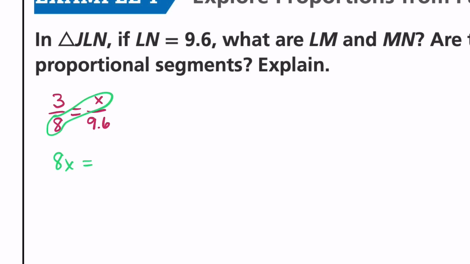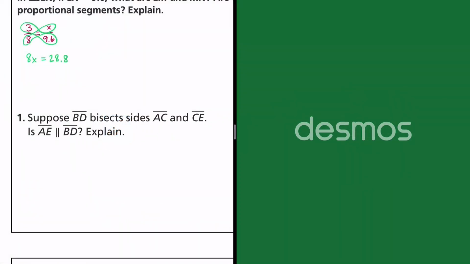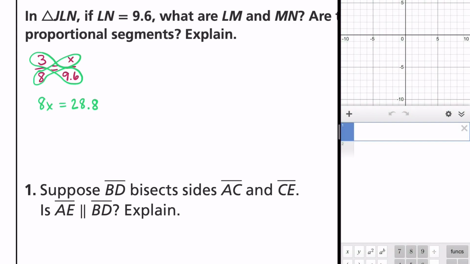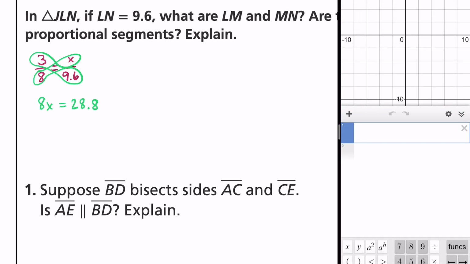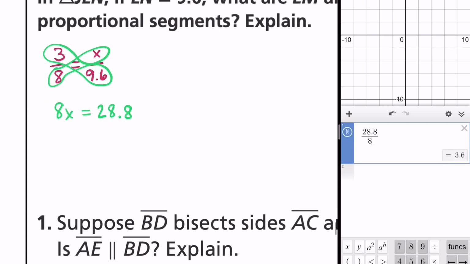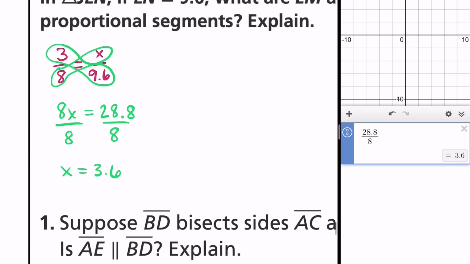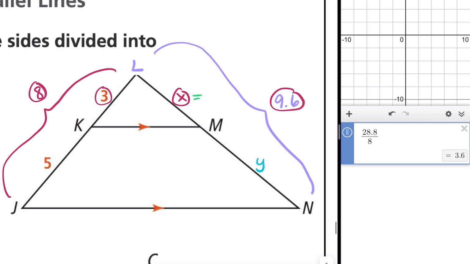8X equals 28.8. Bring up my calculator here. Okay, so I have 9.6 times 3. I get 28.8. I'm going to divide that by 8, and we will get 3.6. 28.8 divided by 8 is 3.6. So I'll divide by 8, divide by 8, X is 3.6. So that means that LM is 3.6 as well.